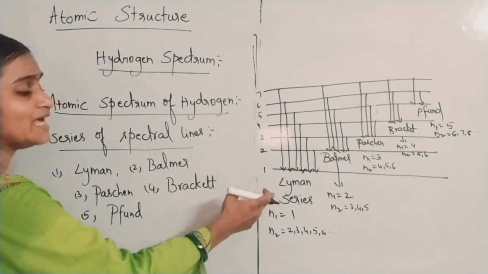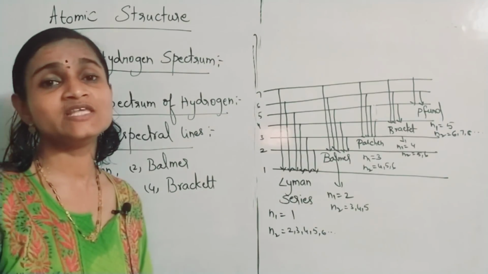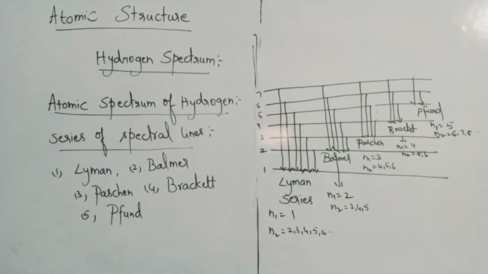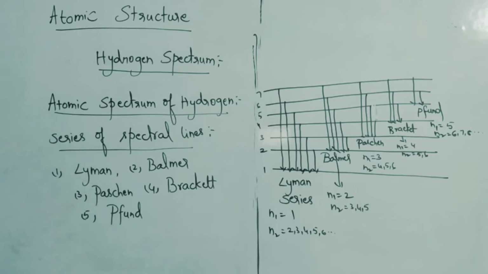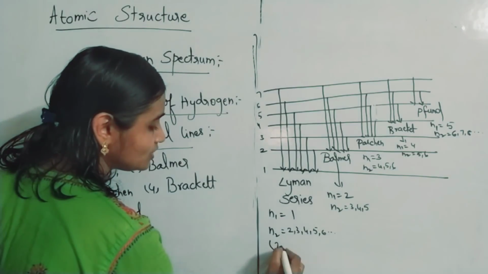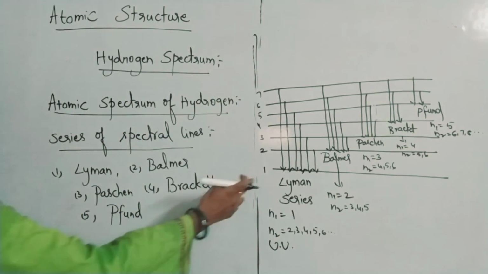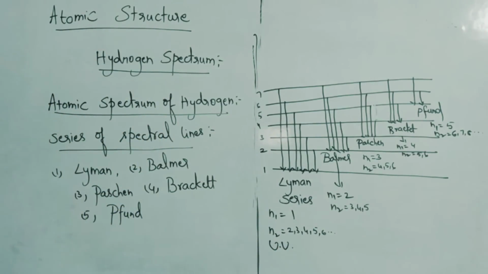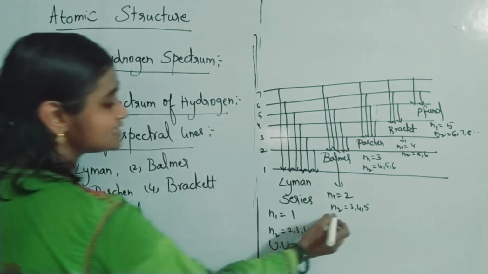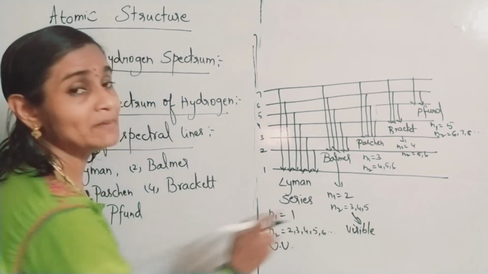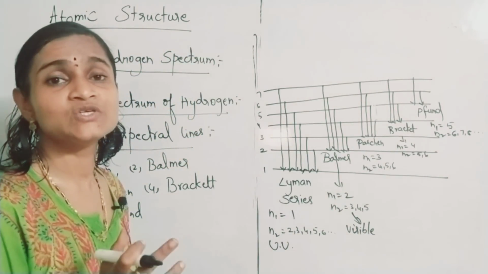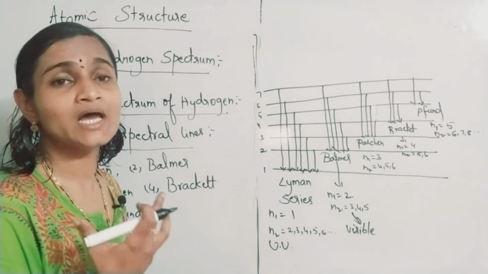And Lyman series falls under what? UV region, ultraviolet region. That means the wavelength range of the series of spectral lines under Lyman series is that of UV rays. Lyman series spectral lines have UV ray wavelength. And then Balmer series has visible region wavelength. Balmer series is the only series of spectral lines which can be visible to our eyes.